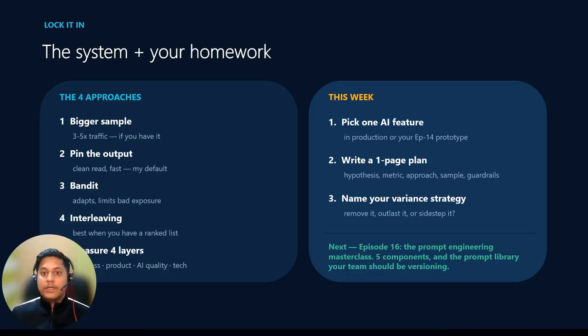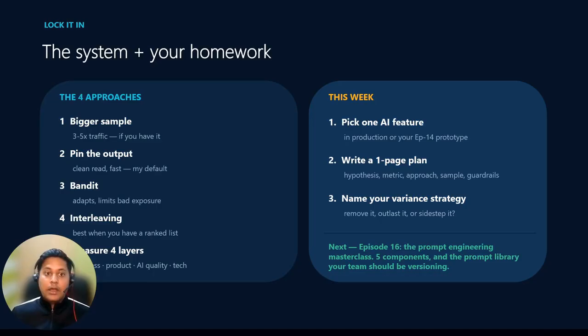And three is the step I actually care most about. Name your variance strategy out loud. Are you removing the randomness, outlasting it, or sidestepping it? If you can answer the question in one sentence, you are already designing better experiments than most teams shipping AI right now.